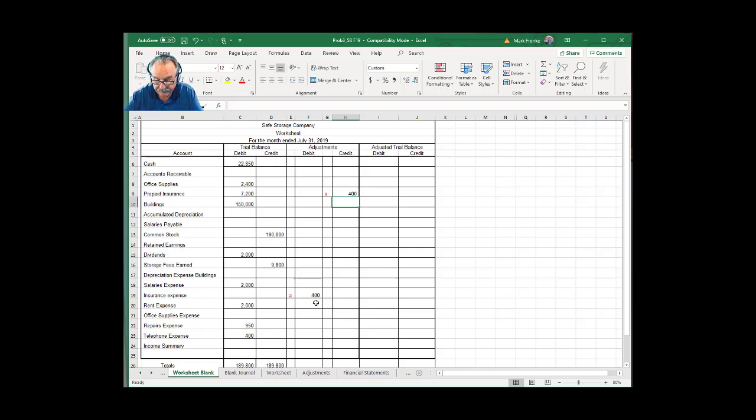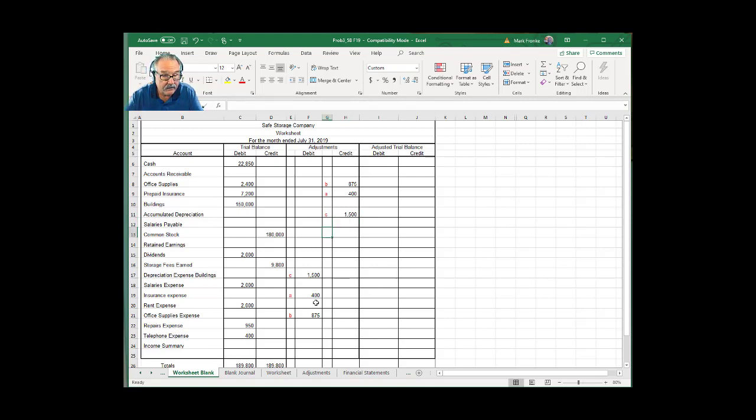B, debit supplies expense, for $875, and credit office supplies, $875. Entry C, debit depreciation expense, for $1,500, and credit accumulated depreciation, $1,500.